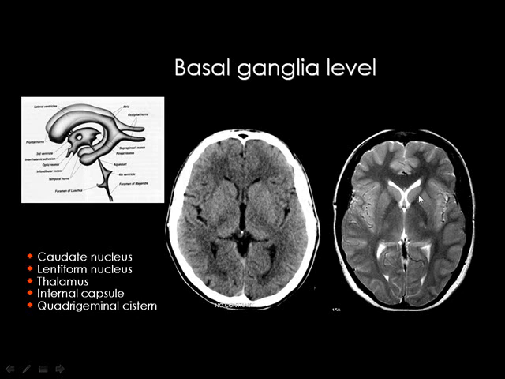You can see this is the caudate, and this is the lentiform, and this is the thalamus. Then you will see a very important structure passing between these anatomic structures, which is the internal capsule. The internal capsule is passing between the caudate, the lentiform, and the thalamus, and this is the internal capsule in the MR imaging, passing between the caudate nucleus, the lentiform nucleus, and the thalamus.